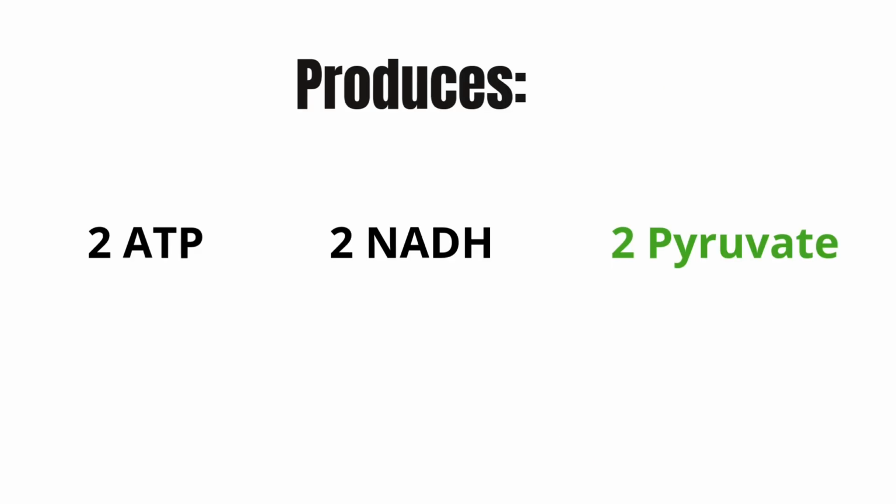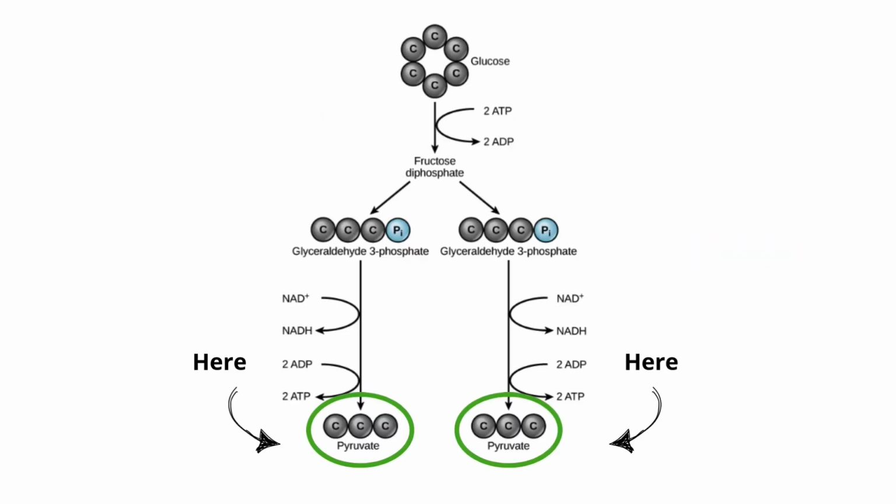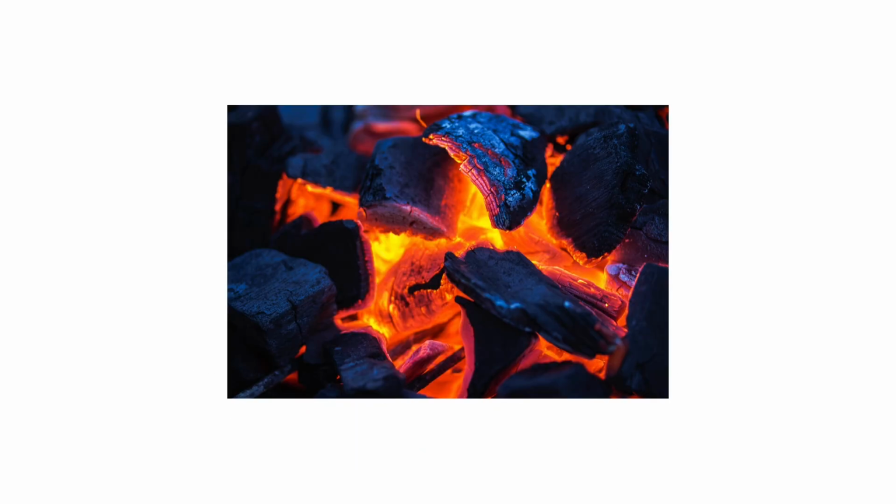Lastly, this stage produces 2 pyruvate molecules. These are what's left of the glucose after it's been split in half. Each pyruvate molecule is like a partially used fuel source that gets sent into the mitochondria for the next step, the Krebs cycle. Speaking of which, moving on to the Krebs cycle.